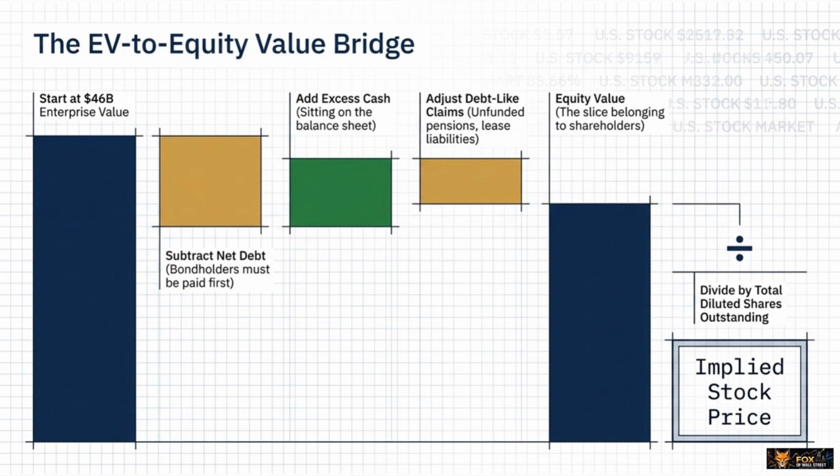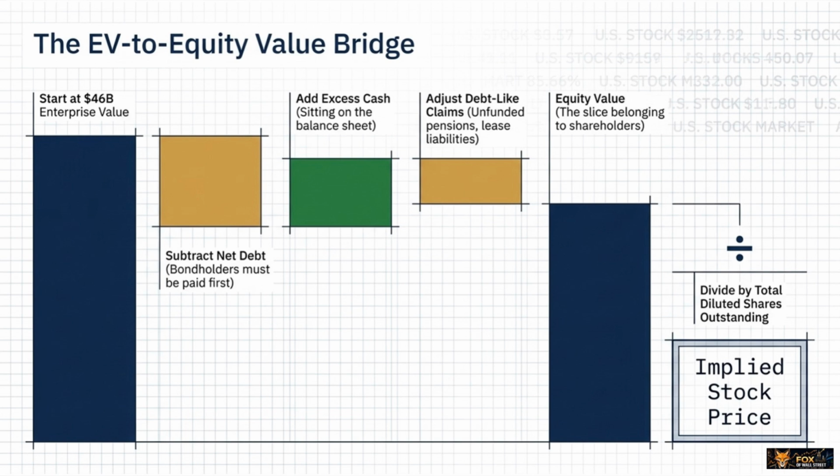Step 1, we start with that $46 billion enterprise value we just calculated. Step 2, we subtract the net debt. Why? Because the bondholders always have to be paid first. Step 3, we add back any excess cash just sitting there on the balance sheet. Step 4, we adjust for other debt-like claims. This could be unfunded pensions or maybe significant lease liabilities.